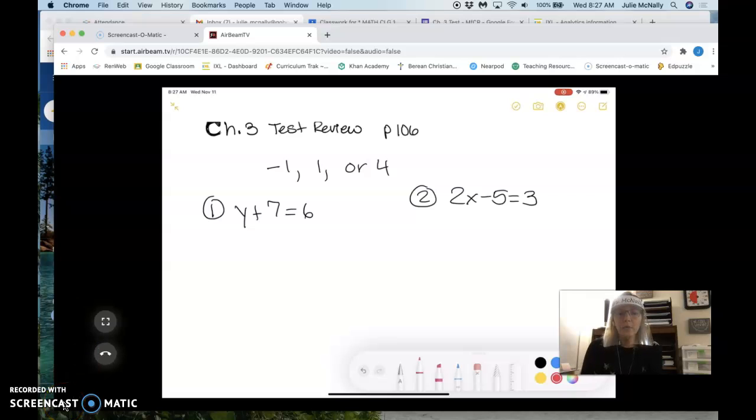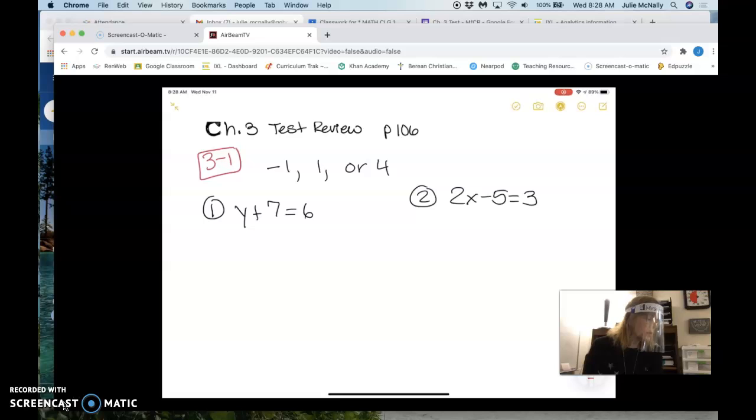Okay, so this is your review for your Chapter 3 test, which is on Friday now. And I'm just going to go through the book, through each section that the test is over, and do some examples for you guys. So the first section is section 3-1.